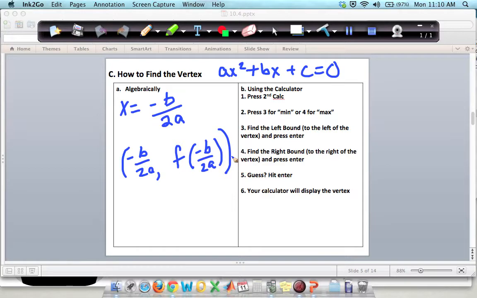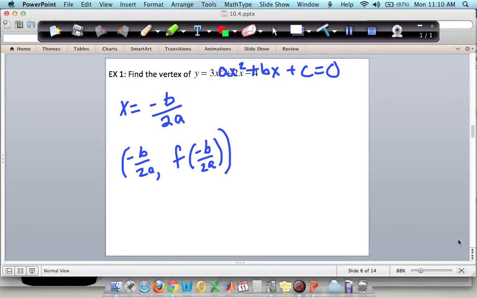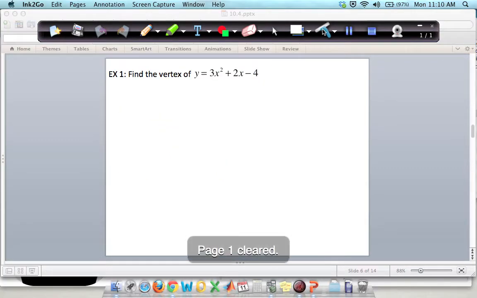I've also put down the directions on how to find this using your calculator, so they're here in front of you, and you can come back and use these. Okay, so let's practice. Find the vertex of y equals 3x squared plus 2x minus 4. And I'm going to do this algebraically and with the calculator to show you both ways.